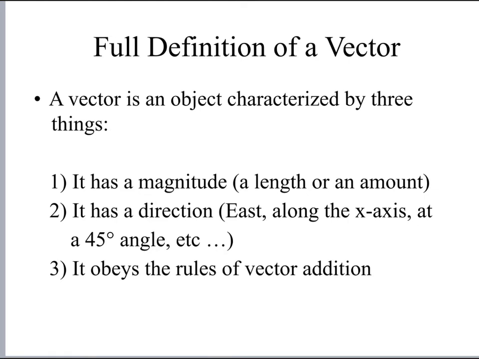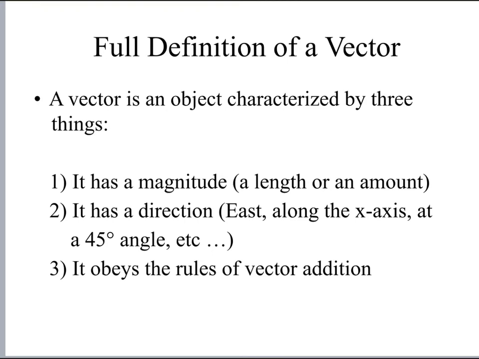But it also has a direction, and there are many ways that we might define a direction. We could say that the force is pushing to the east, or it's pushing along the x-axis, or at a 45-degree angle to the x-axis. We'll see lots of different ways we can define directions, but the key thing is a vector is something that has a magnitude and it has a direction.